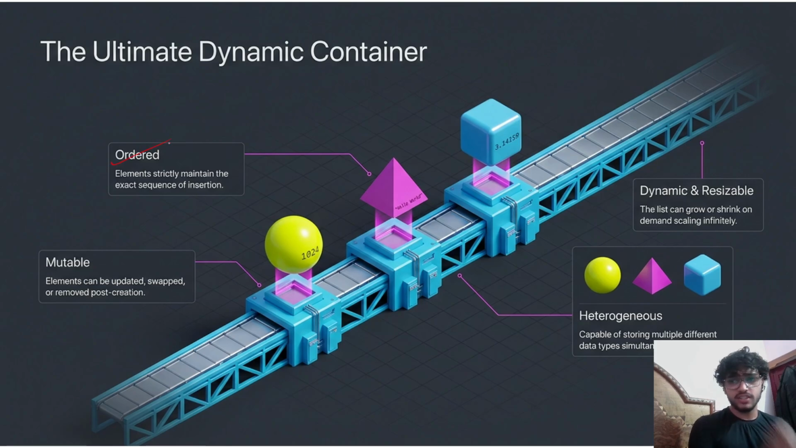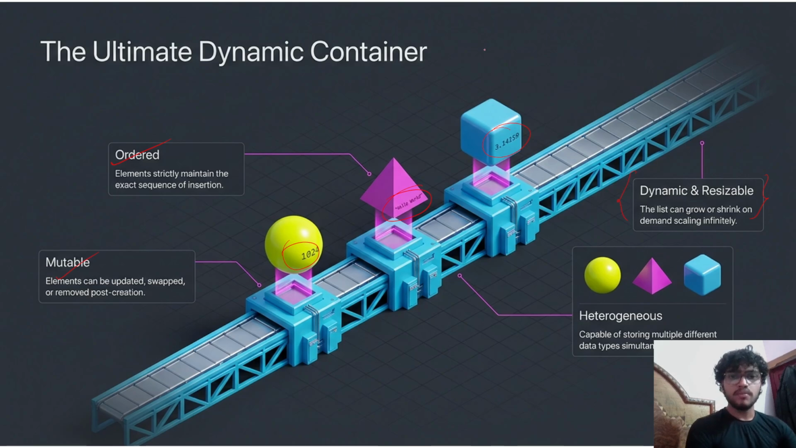First of all, a list is ordered and mutable. You can change list items by using indexing. Yes, so it's mutable. And heterogeneous data, that means different kinds of data are stored here. This is a string, this is an integer, this is a float value. So different kinds of values are stored in the list. Now, as you can see, this track or conveyor belt is pretty long, so it's dynamic and resizable. It can just change its length as per our need.